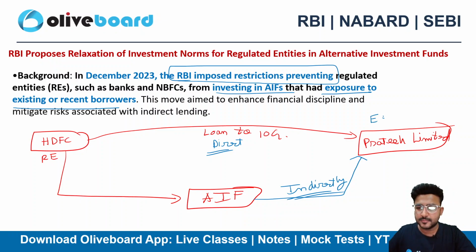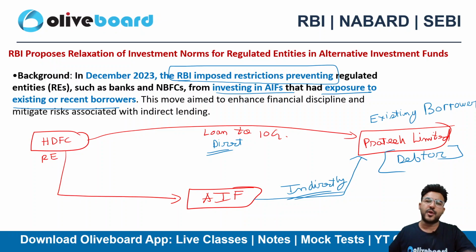So I am the existing, or I can also call myself a recent borrower. Basically, I am a borrower, or you can even call me a debtor. Who is a debtor? Because I have taken money from HDFC Bank. So for HDFC Bank, I am a debtor. In the books of accounts of HDFC Bank, I am a debtor, right? I am an asset for HDFC Bank. So RBI has restricted such arrangements: HDFC Bank or any regulated entity cannot invest in an AIF if the AIF is again exposed to the existing borrower of HDFC Bank, right?